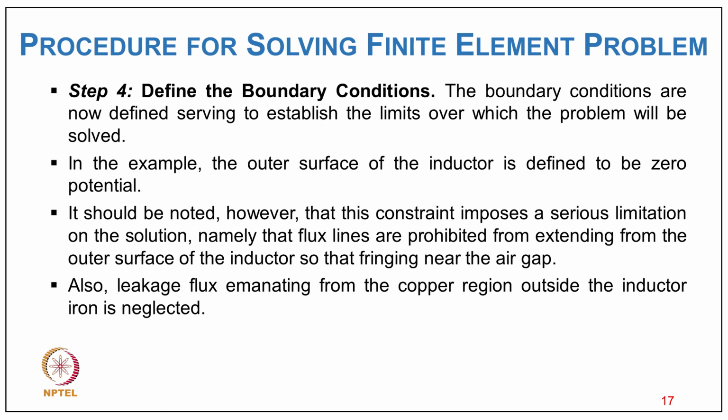So, boundary conditions are now defined, serving to establish the limits over which the problem will be solved, and in the example the outer surface of the inductor is defined to be at 0 potential. It should be noted, however, that this constraint imposes serious limitations on the solution, namely that the flux lines are prohibited from extending from the outer surface of the inductor, so that fringing near the air gap is neglected. Also, the leakage flux emanating from the copper region outside the inductor iron is neglected.